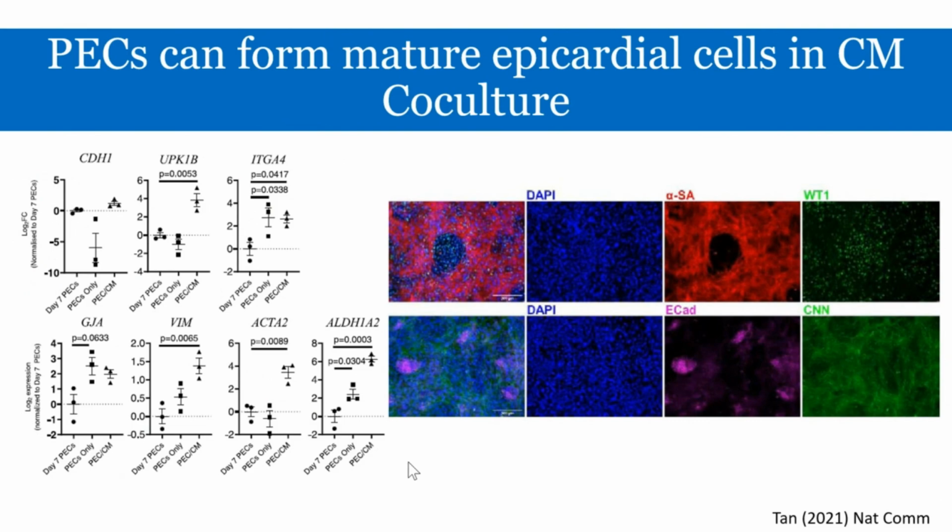What is more important characteristic that we want to have for the cells that we generate in the laboratory is the function of retinaldehyde dehydrogenase. These enzymes are actually responsible for the retinoic acid secretion in the pro-epicardial cells.